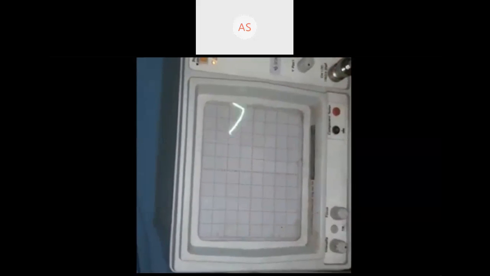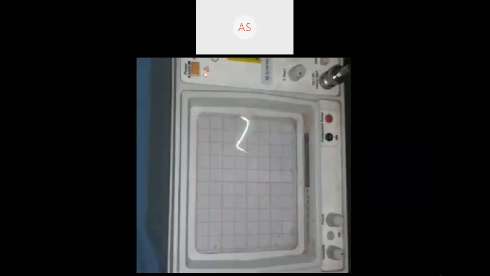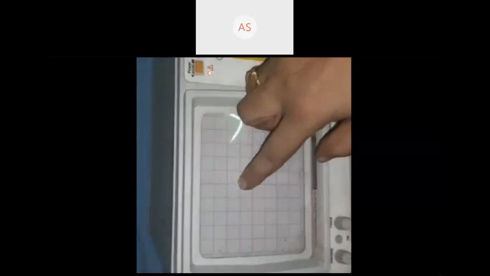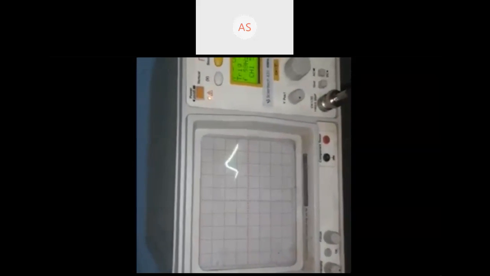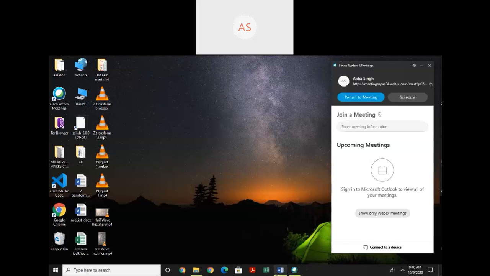In this case we get 1 block multiplied by 5. This is the value of Vm in the second case, and then we press this button and we note the shift in this wave. Initially it is in this position and finally there is a shifting of 1 block. So 1 multiplied by 5 volt is the shifting in this wave. Thank you.